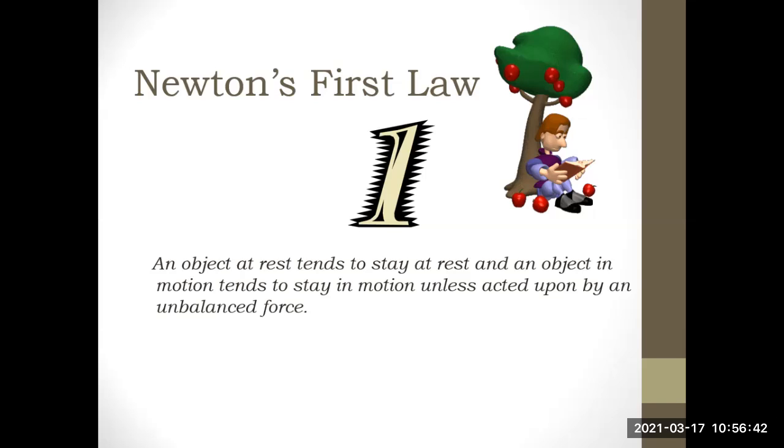Now that ball was moving with a constant velocity. When I apply a force, I kick that ball with my leg, and it will move at a very high velocity. So I have applied an unbalanced force on it, and it will change its motion. But when we are not applying that force, an object at rest tends to stay at rest, and an object in motion tends to stay in motion, unless acted upon by an unbalanced force.